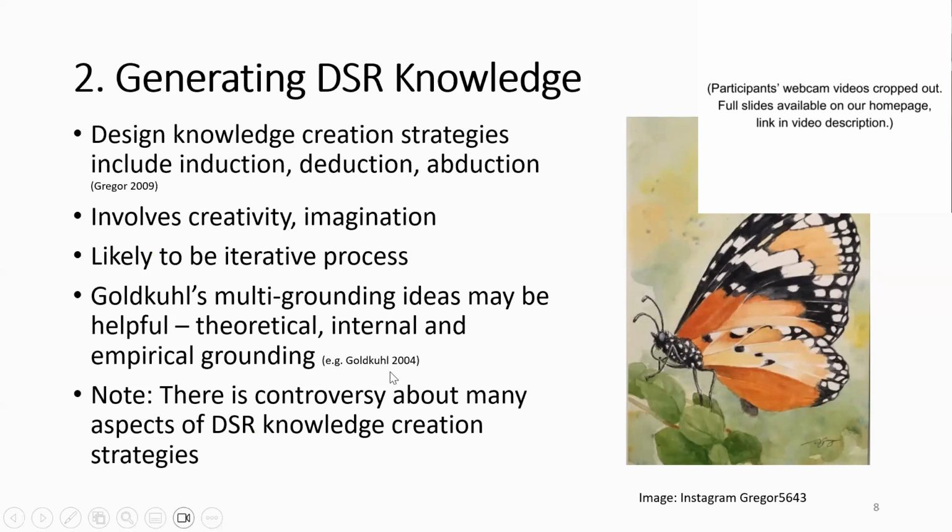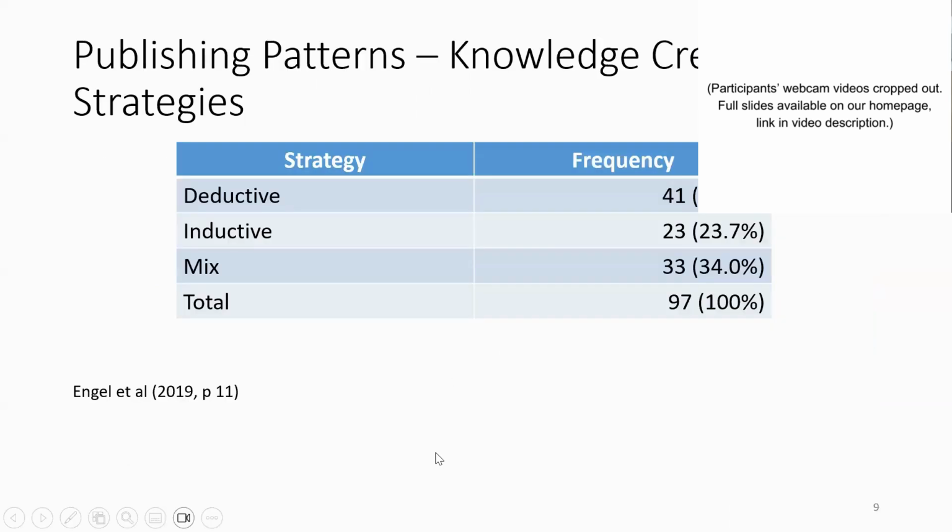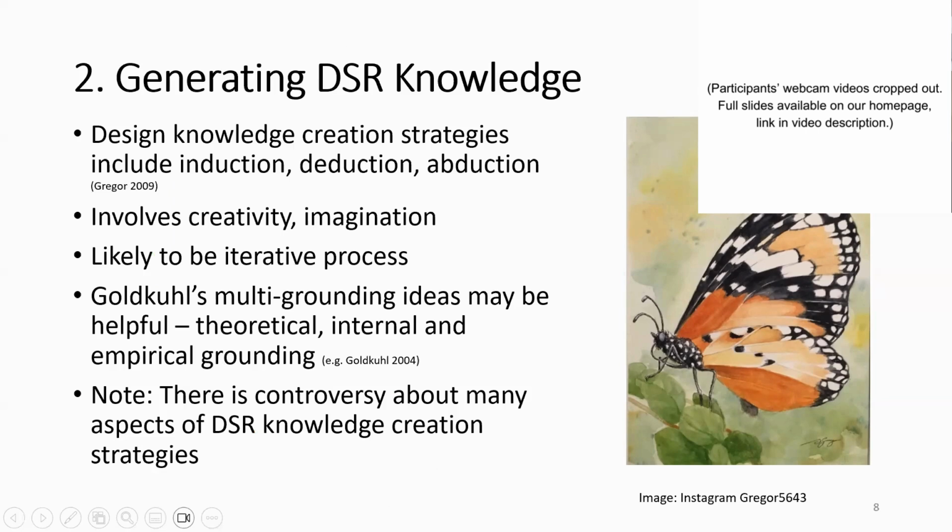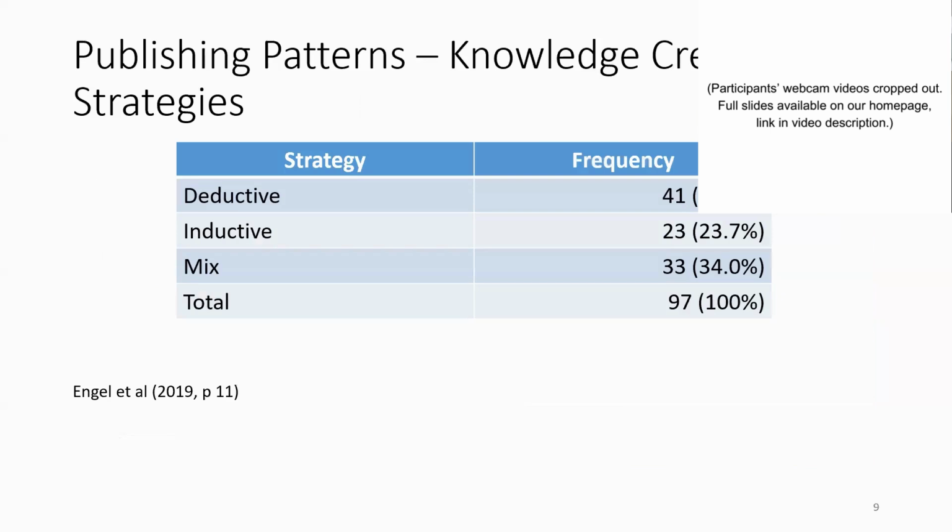This paper by Goldkuhl is useful here because it starts to give us an idea of where the design knowledge might come from. And just, I think probably most people realise there's controversy about many aspects of design knowledge creation. Okay, and the illustration here is the butterfly. If you're interested in art, you'll find there's design principles that are represented in that artwork, such as the rule of thirds. So again, design knowledge has been around a long time.